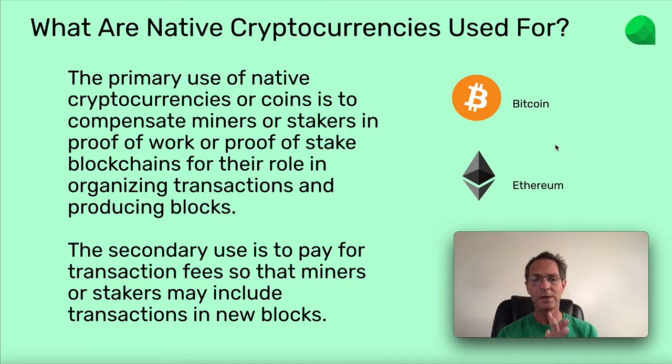So the two roles of miners and stakers are, one, to receive and organize the transactions, and the other one is to actually produce the block, the block of transactions, and then they send it to the blockchain. So for these two roles, they are paid. In the primary role, which is to produce blocks, they're paid with new coins that are issued, and in the secondary role, they are paid with already issued coins to include the transactions. They're paid fees.